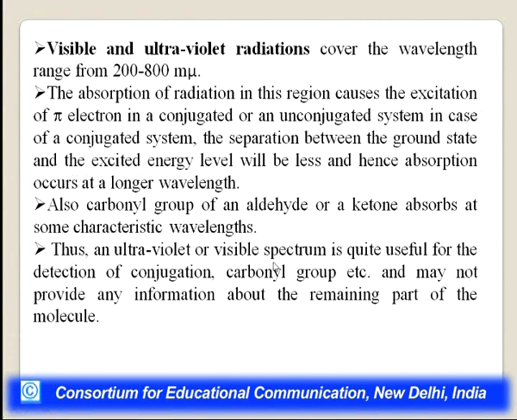Thus, an ultraviolet or visible spectrum is quite useful for the detection of conjugation, for the detection of a carbonyl group, and may not provide any information about the remaining part of the molecule. You have to take help of the other types of spectroscopy for other characteristics of a compound, like IR spectroscopy. What are IR radiations?